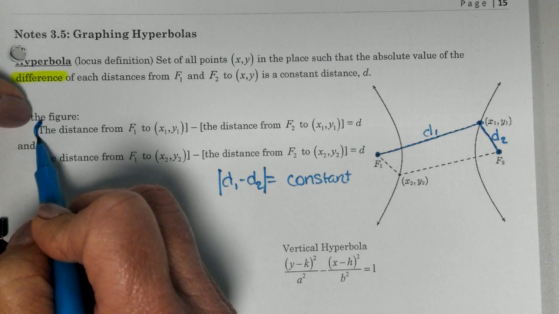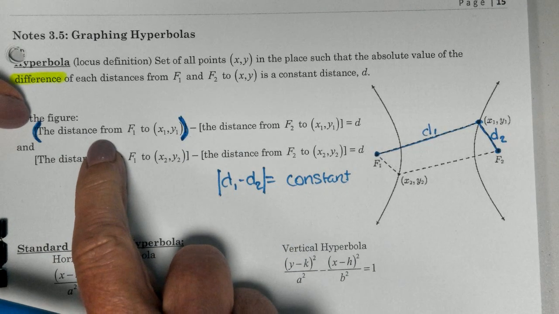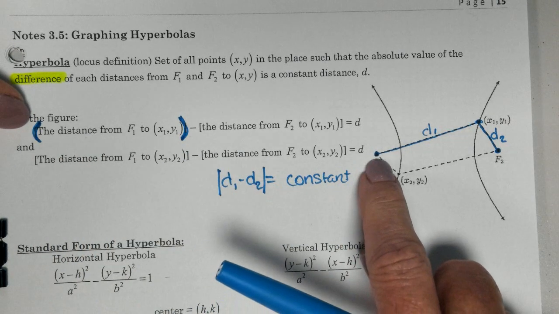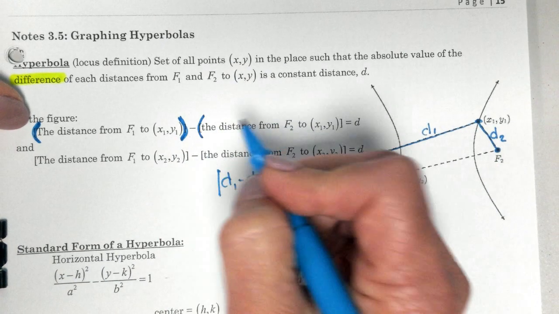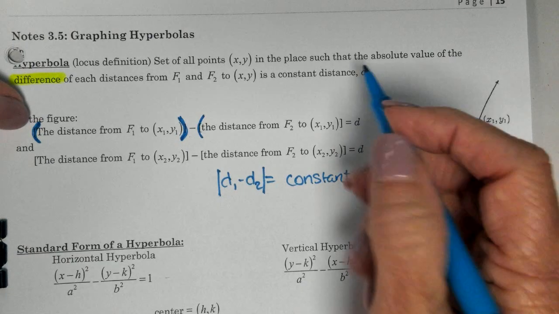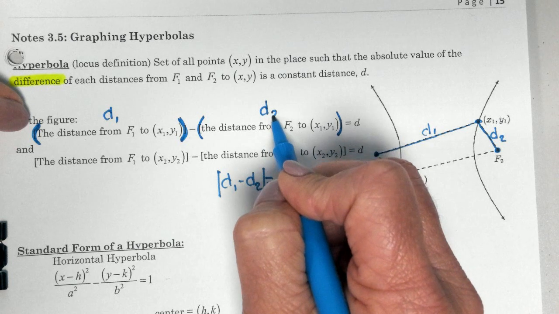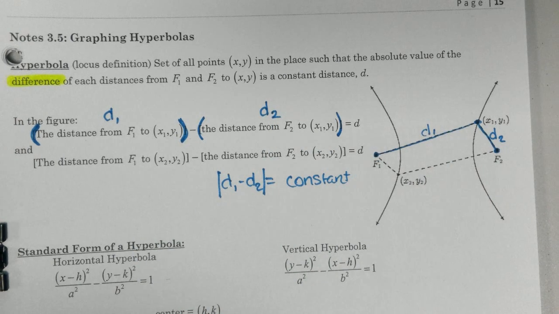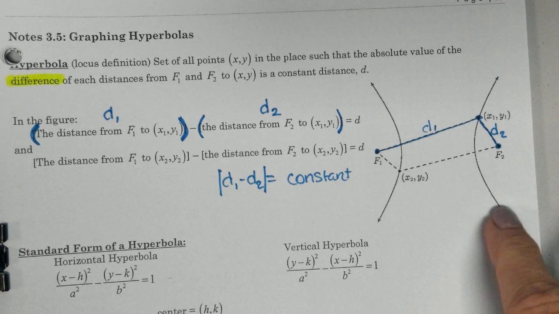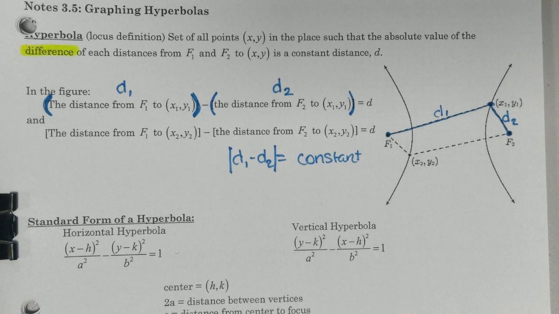So instead of those, I'm putting big blue parentheses around it just to show that this is the distance from the first focus to a point. And I'm subtracting the distance from the second focus to a point. So this is like your d sub 1 minus d sub 2 equals your constant. And it doesn't matter where the point is on the curve or which curve. It's going to be the same value no matter what.